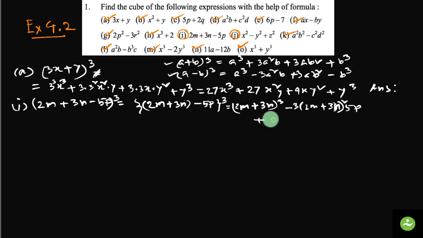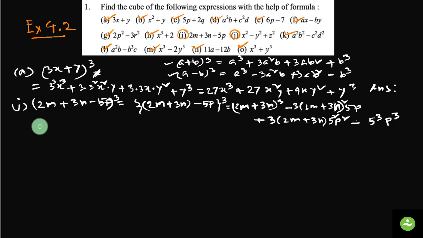plus 3ab square means 3 into 2m plus 3n, not here, this is a, this is there, 3 into 2m plus 3n means 3a and b square. B square means 5p whole square, so 5 square p square. Now minus b cube means 5 cube and p cube. 5p whole cube means 5 cube p cube.